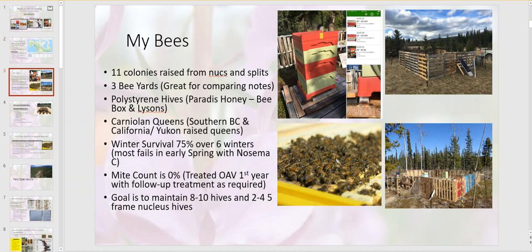My bees: 11 colonies in 3 bee yards. I use polystyrene hives, mostly Carniolan queens from southern BC or California. I do have some hives with my own raised queens. My typical survival rate is, I'd say, 75% to 95%. I did have a few nosema issues a few years ago that brought my overall winter rate down. Mite counts when I do washes are 0, so I tend to just use OAV to give me an indication of mite numbers, and I also treat all my first year hives.